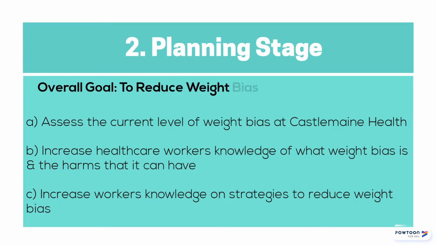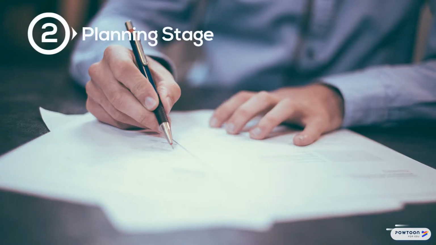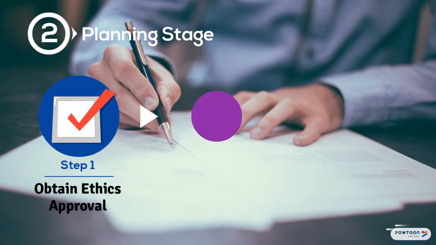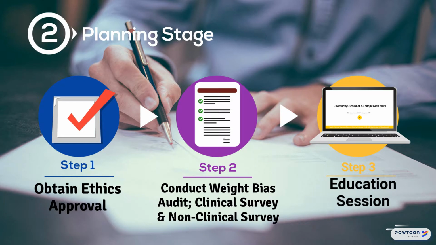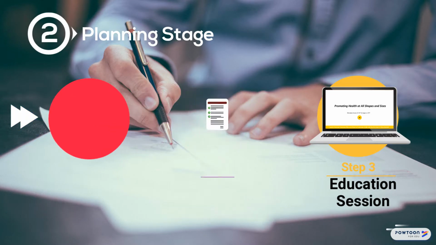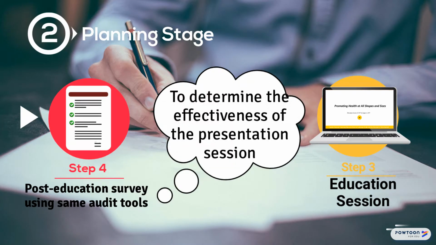Based on the overall goal of reducing weight bias to lead to better health outcomes, the following objectives were set to achieve this. The planning of the project consisted of obtaining ethics approval, conducting a weight bias audit using 2 surveys, one for clinical and the other for non-clinical staff, which would be followed by an education session. There would be another survey post-education session to determine the effectiveness of the presentation.